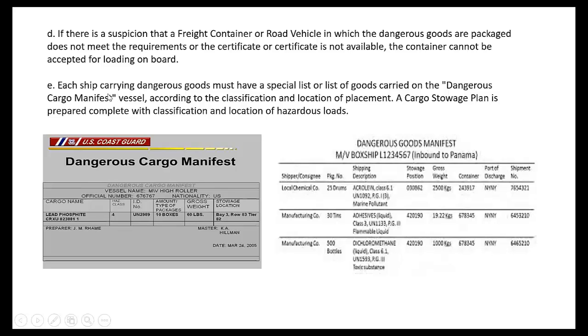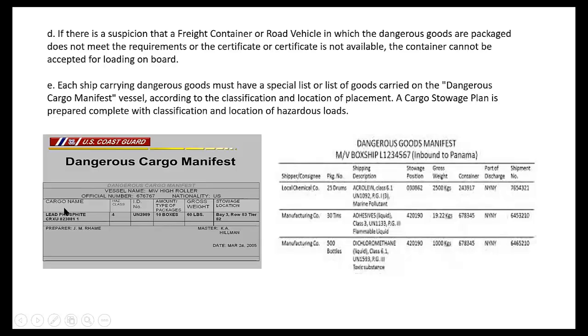And the last, a ship carrying dangerous goods must have a special list or manifest of the goods carried, the dangerous cargo manifest. So according to the classification and location of placement, a cargo stowage plan is prepared complete with classification and location of hazardous loads. This is the sample of the dangerous cargo manifest.